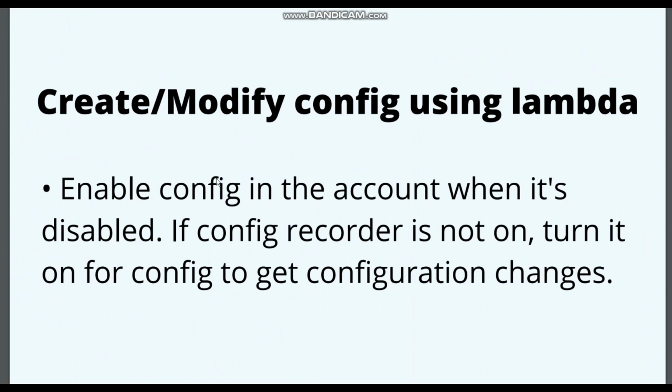So the question says, check if config is enabled in a particular region. That is, enable config in the account when it is disabled. That is, if config has not been created or probably disabled in a particular region, it's asking you to enable it. And if the config recorder is not on, probably when the config recorder has been turned off, you are told to turn it on for config to get configuration changes. So that's what they ask you to do here.